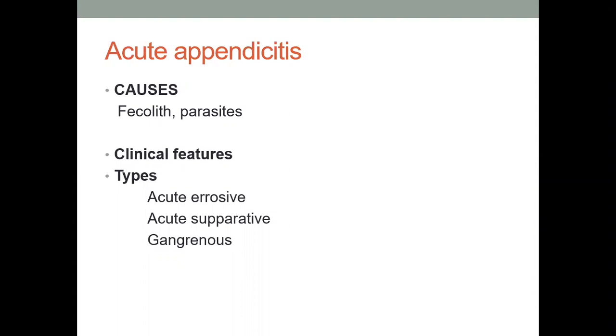And in adenocarcinoma, we studied the pathogenesis of adenocarcinoma. You know that there are three pathways of pathogenesis: the APC beta-catenin pathway, and then the microsatellite instability pathway. So today we will discuss acute appendicitis.